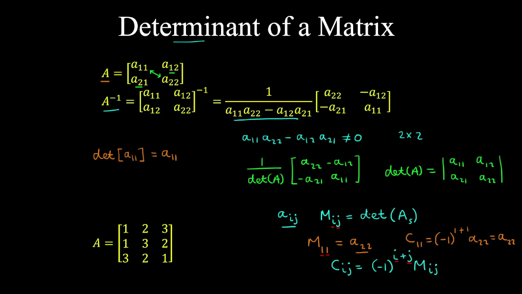So using these definitions of a minor and cofactor, the determinant of a matrix is a cofactor expansion along a row or column, where we multiply every entry in the row or column that we choose by the corresponding cofactor, and the result will always be the same.